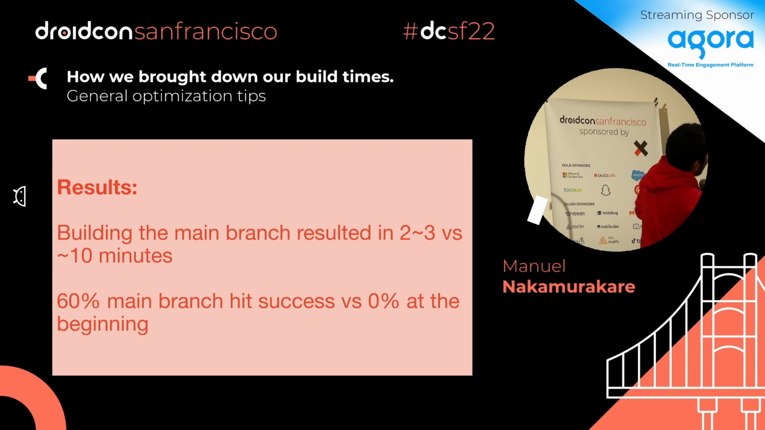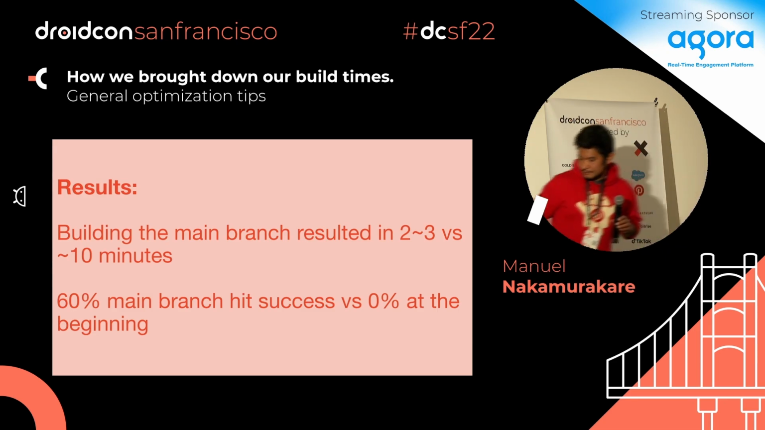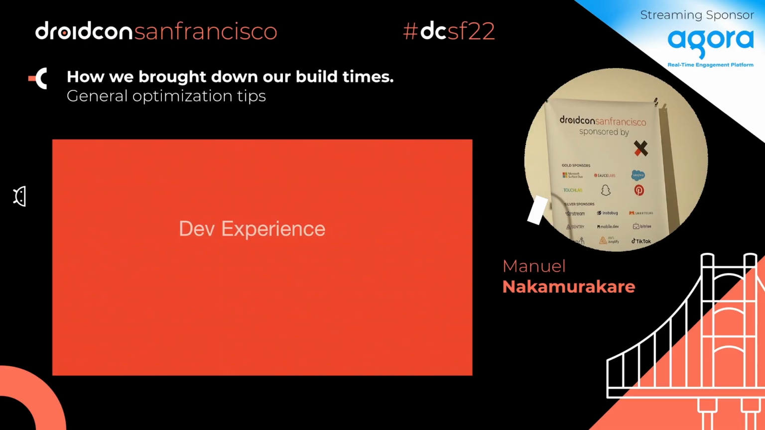Again, it's worth pointing out that this is for a very particular use case when you try to build the main branch. And 60% of the main branch builds had cache hit successes versus 0% at the beginning. So this means that people who were trying to build the main branch, 60% of the time they were having big improvements because of the remote cache, as opposed to 0 at the very beginning.